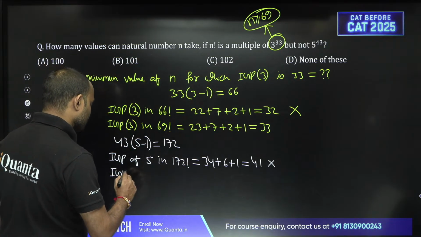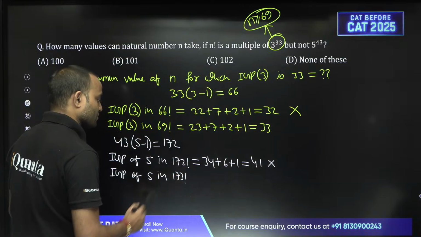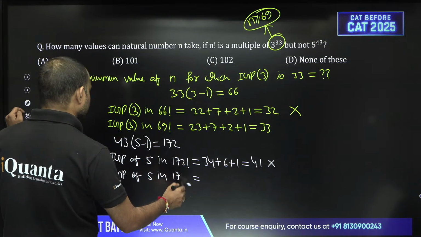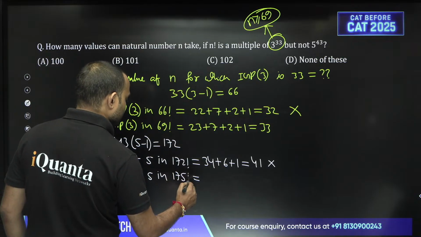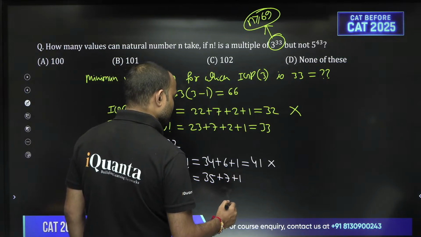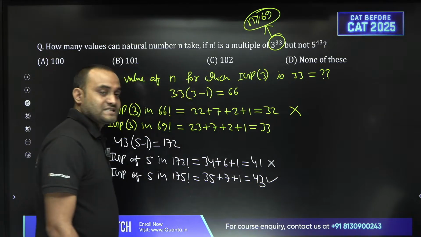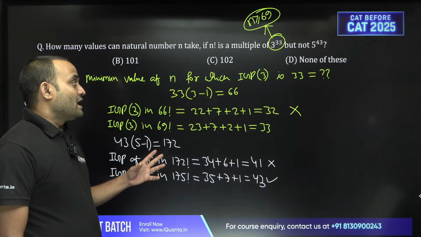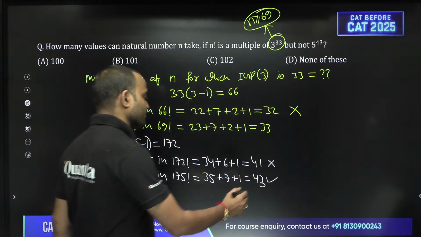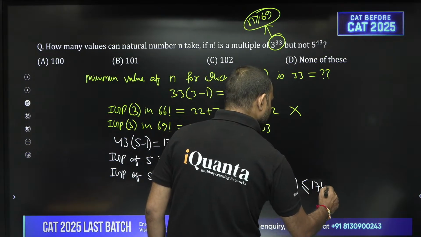So, IGP of 5 in 173 factorial will be not 173, next multiple of 5, which is 175, will be equal to 35 plus 7 plus 1, which is equal to 43. So, from here what we can say is that n should be less than or equal to 174.